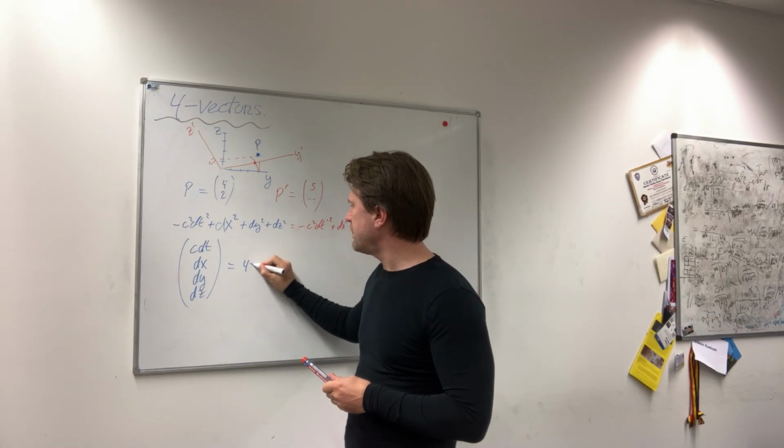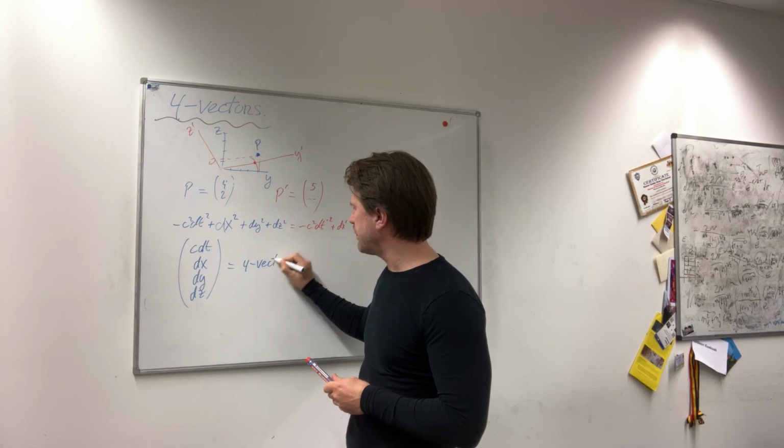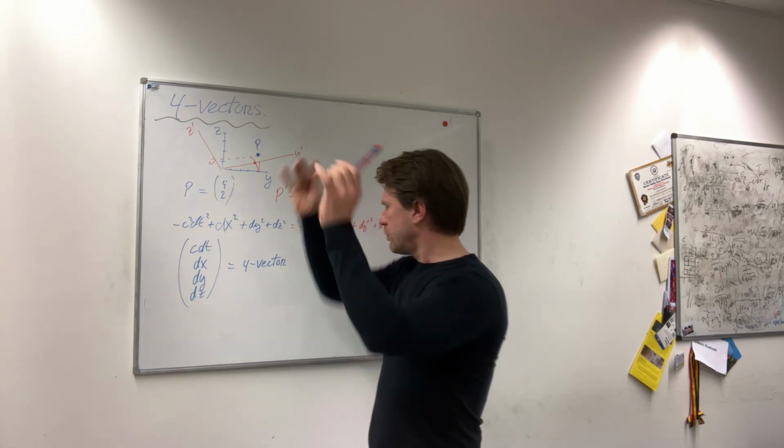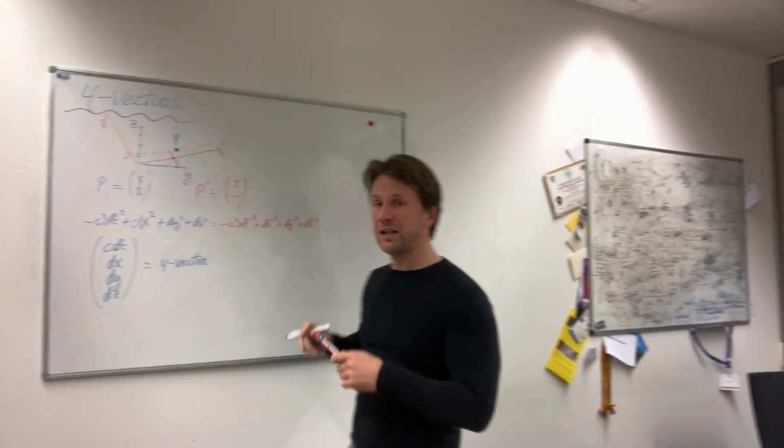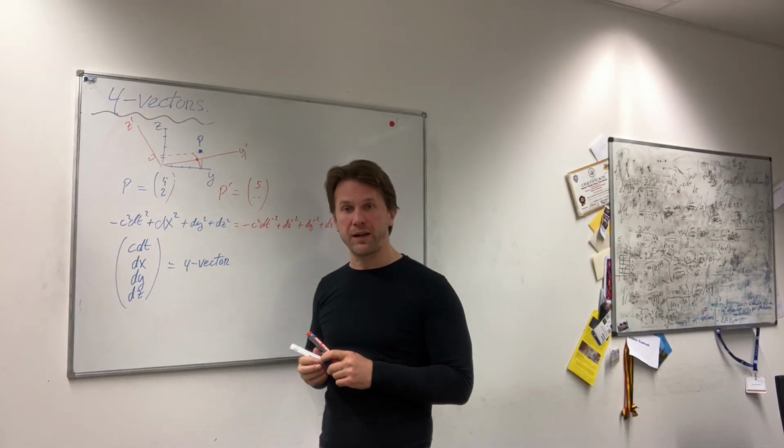So, what is a 4-vector? Is it just 4 numbers in a column? No, it's 4 numbers in a column that obey this rule. That's by definition why we call this a 4-vector.